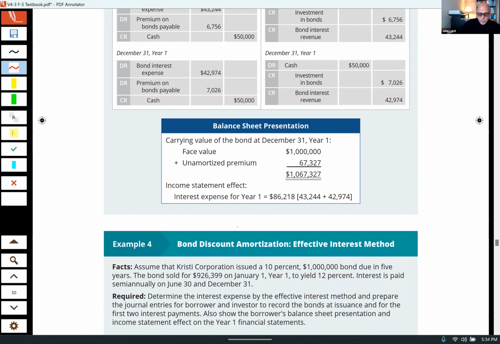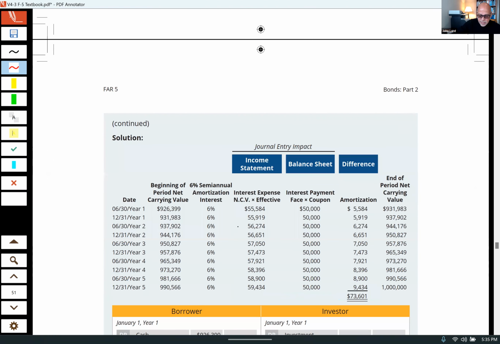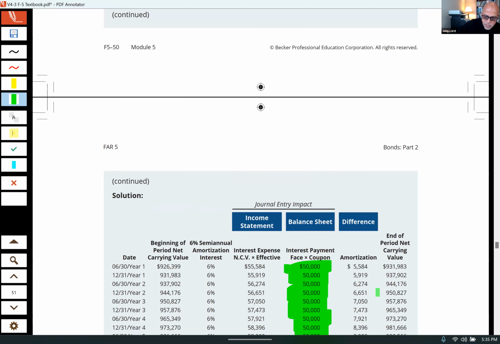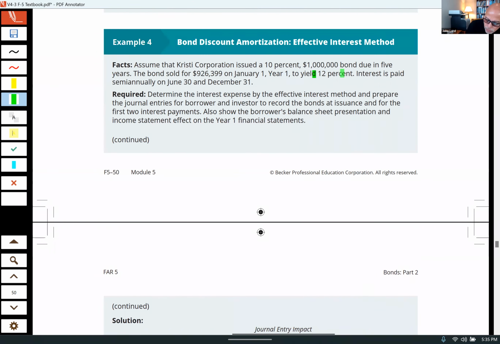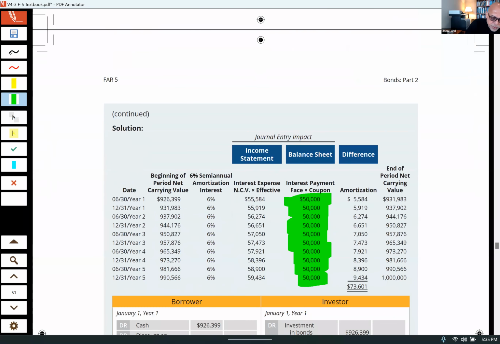Okay, now you come over, and if it's a discount bond, the mechanics are exactly the same as we saw for the premium bond. But now, if we go back up to the fact pattern, because we have a market rate of interest on this one at 12%, right? In this example, now it's 12% divided by 2 gives me the 6%, right?